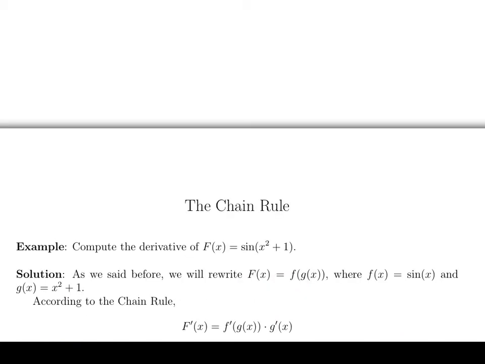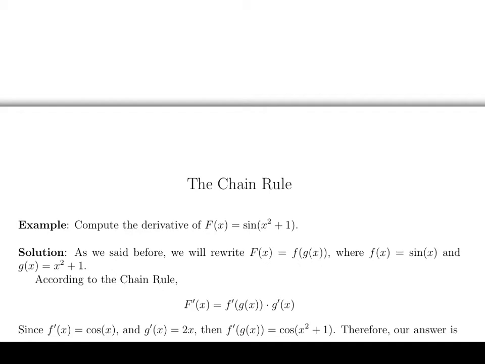Now remember what the chain rule says. It says that the derivative of this composite function is f prime times g prime. But of course, we have to be careful when we write f prime, the inside remains the same. So we want to compute the derivatives of each piece. The derivative of f is f prime, cosine x, and the derivative of g is g prime, 2x. But then we have to remember that we're going to be keeping the inside of f prime, so f prime of g of x is cosine of x squared plus 1. That x squared plus 1, this part here, is going to be the first part of the chain rule.